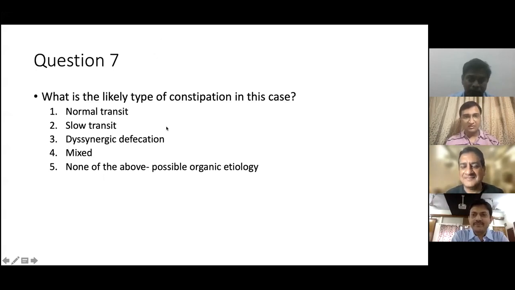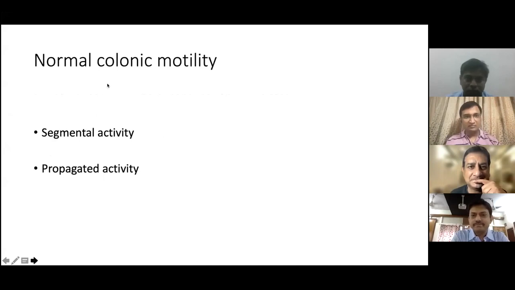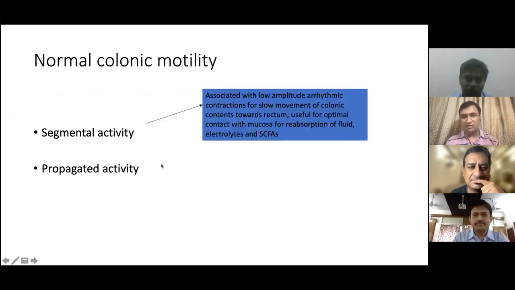So just before we go into the discussion, something we need to understand about normal colonic motility. There are two types of activity that occur in the colon: segmental activity or propagated activity. Segmental activity is usually arrhythmic, associated with low amplitude contractions, and leads to slow movement of the colonic contents toward the rectum. It's usually for making sure that there is optimal contact between the colonic contents and the colonic mucosa for reabsorption of fluid, electrolytes, and the short chain fatty acids.